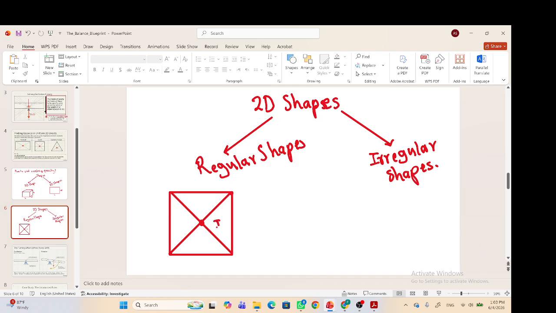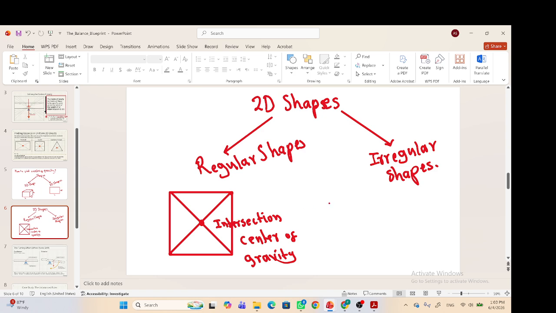This is called what? Intersection. So the intersection of the diameters is called what? Center of gravity. This is a regular shape.